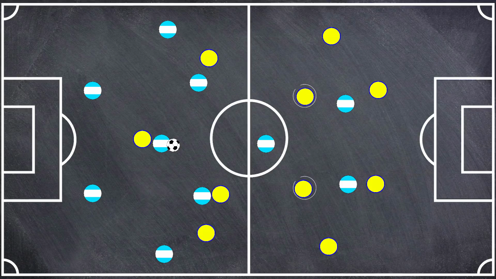But Brazil's double pivot dealt with this well. They always kept Messi in front of the shield, never allowing him between the lines. So if Messi dropped deep, the team pressed higher, and if he pushed up, they would drop deeper, but always kept him ahead of the two defensive midfielders.